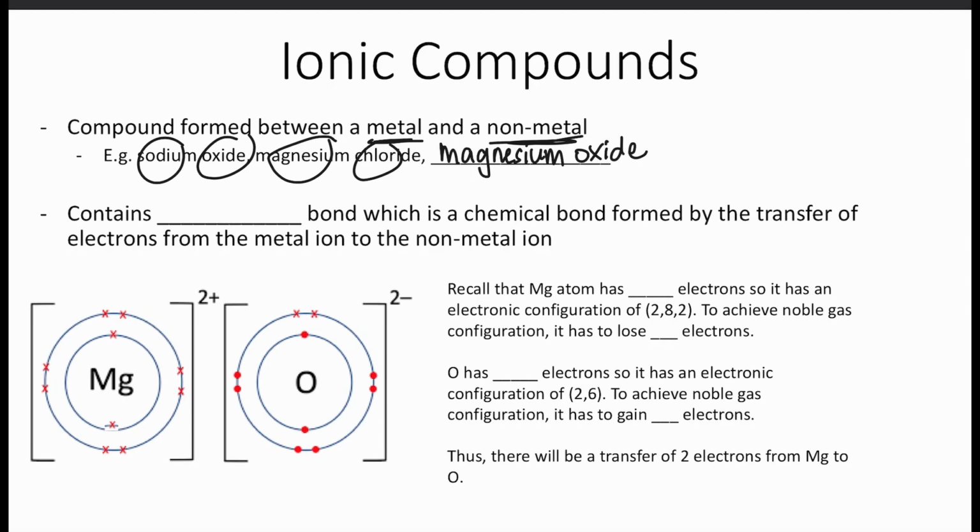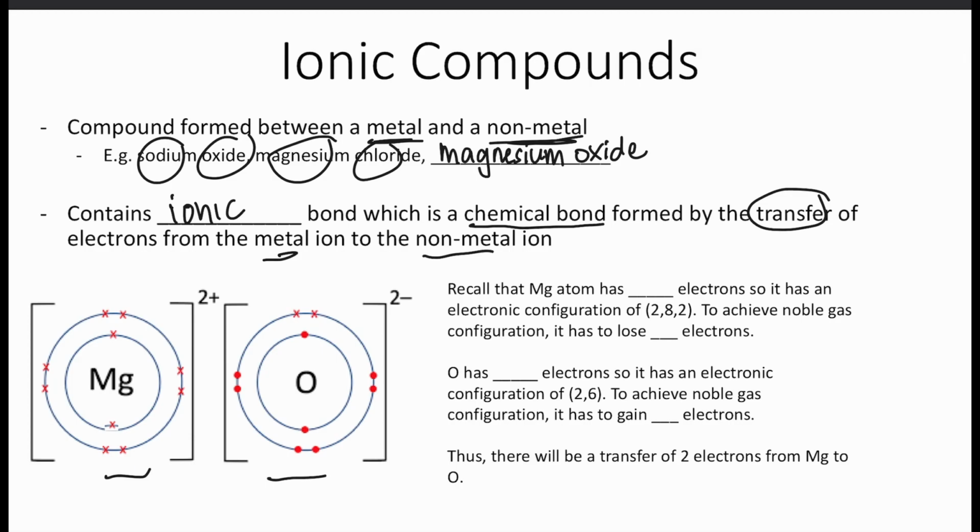So what do ionic compounds contain? Ionic compounds contain an ionic bond. And what is an ionic bond? It is a chemical bond formed by the transfer of electrons from the metal ion to the non-metal ion. So for example, let's look at the diagram below, the bonding between magnesium and oxygen.